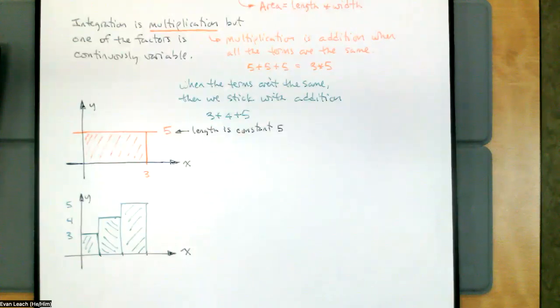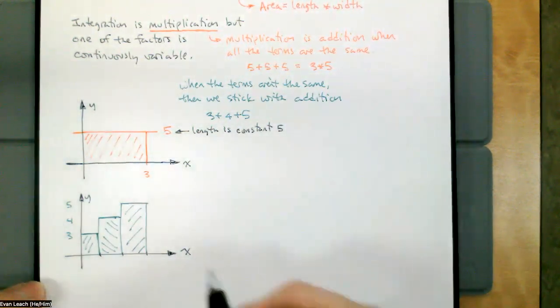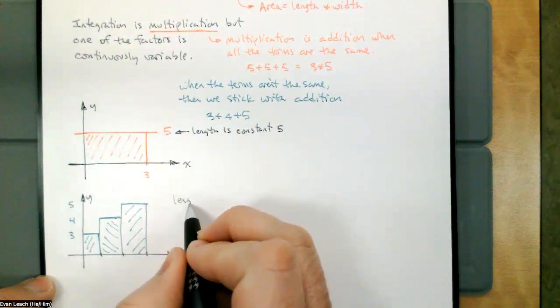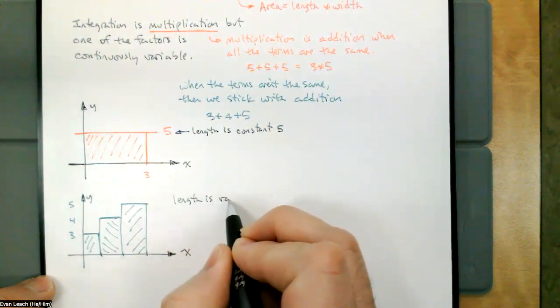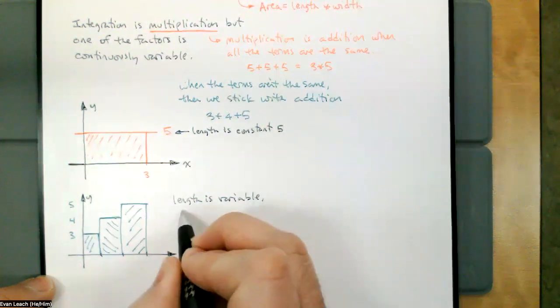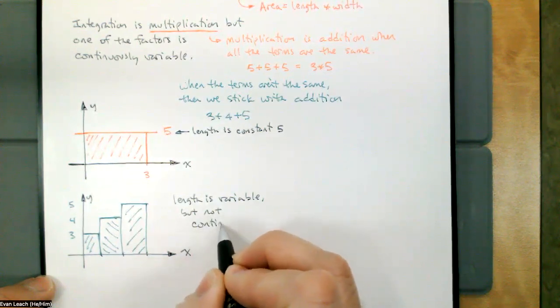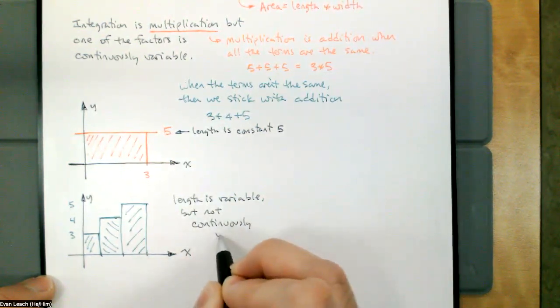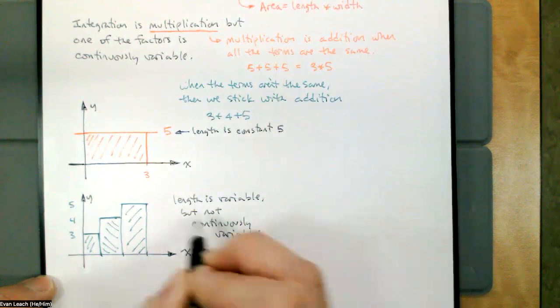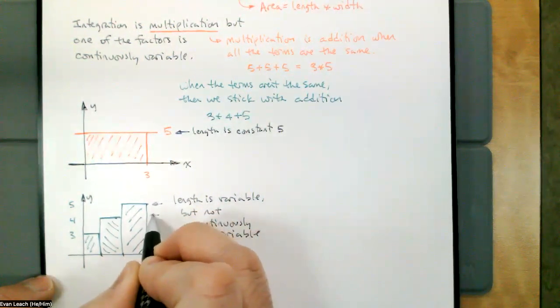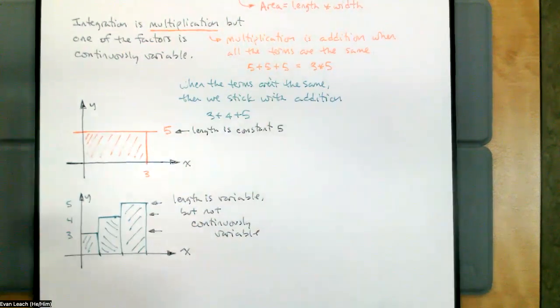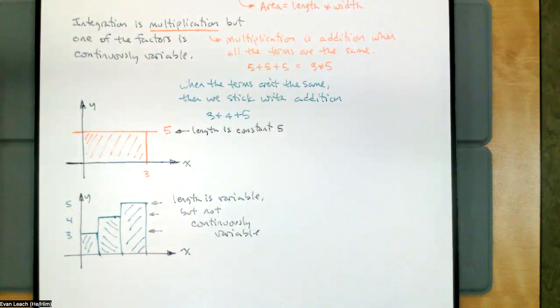Our length was variable. So we didn't get to use multiplication over the whole width. We had to use addition. So we had these three different values for the length. The length was variable, but the length was not continuously variable.